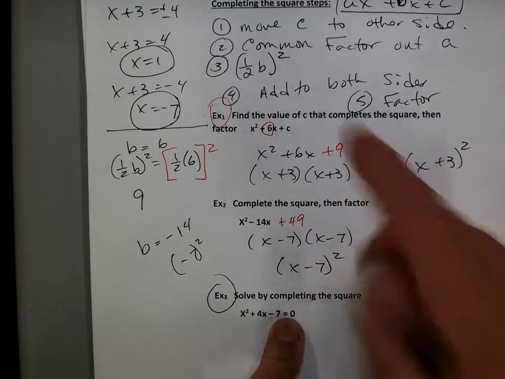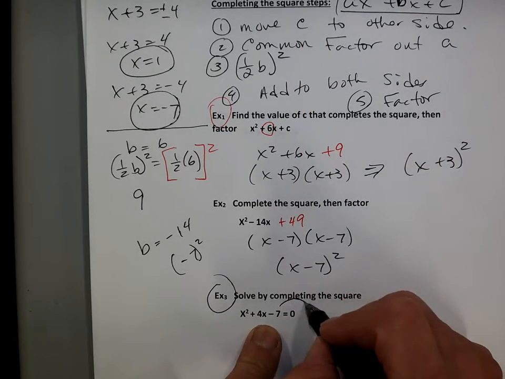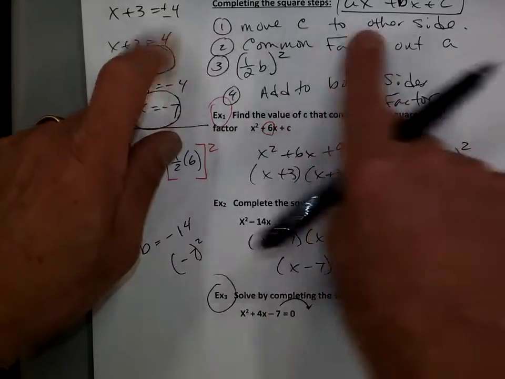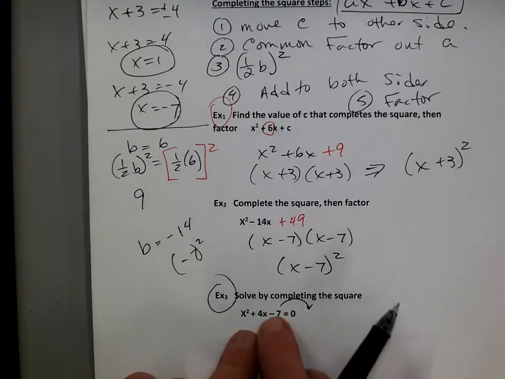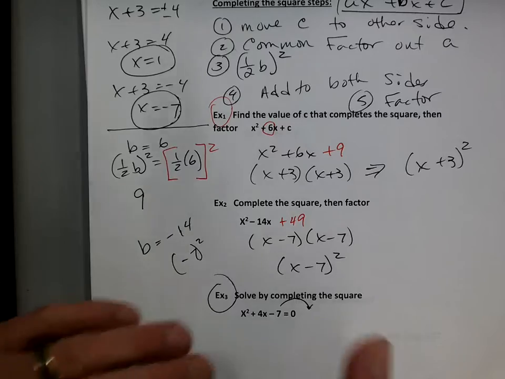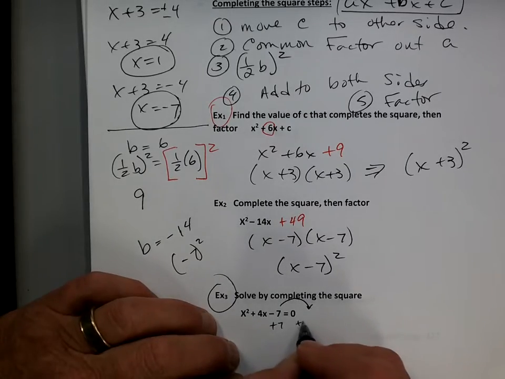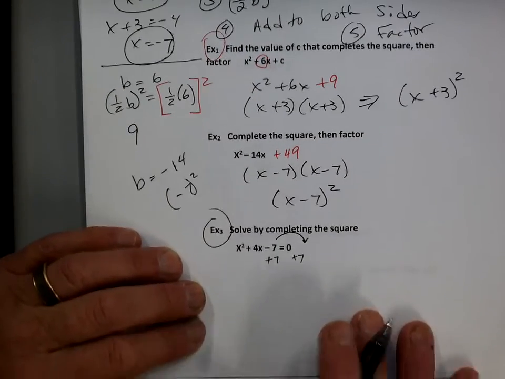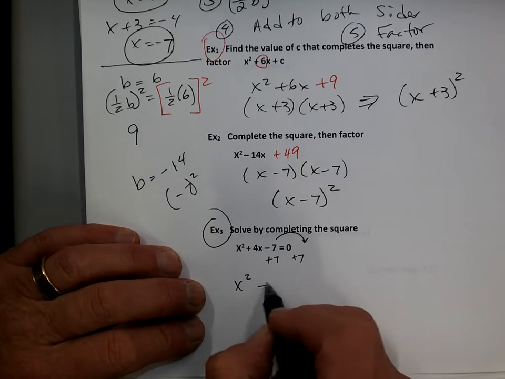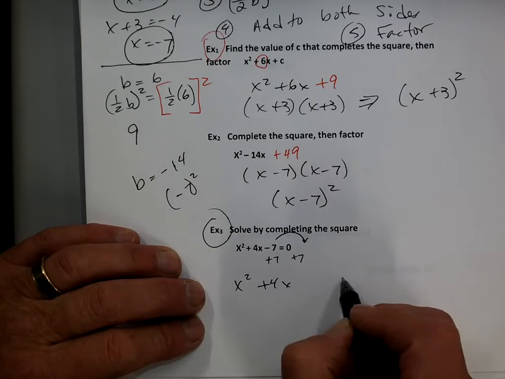Move C to the other side. So I'm going to take the 7 and move the 7 over. So example 1, step 1, move C. So I'm going to take the 7 and move it over here. How do I do that? I go plus 7, right? That's going to leave an x squared plus 4x equals 7.